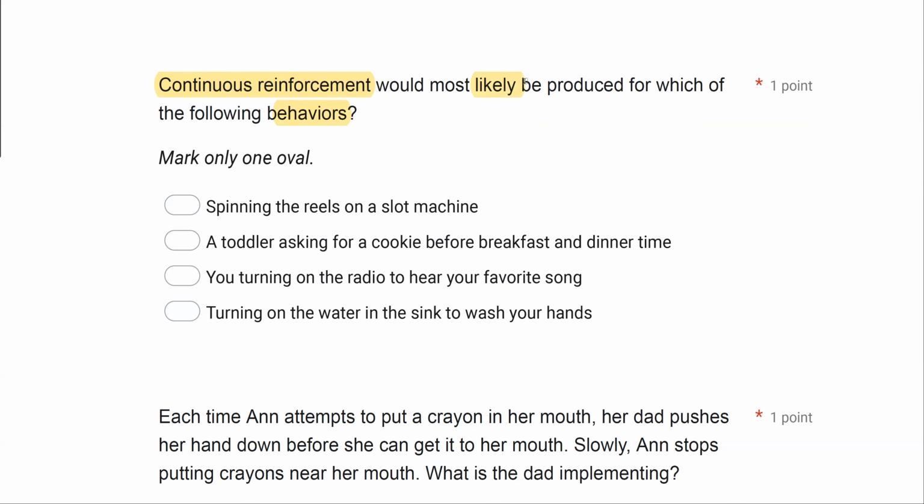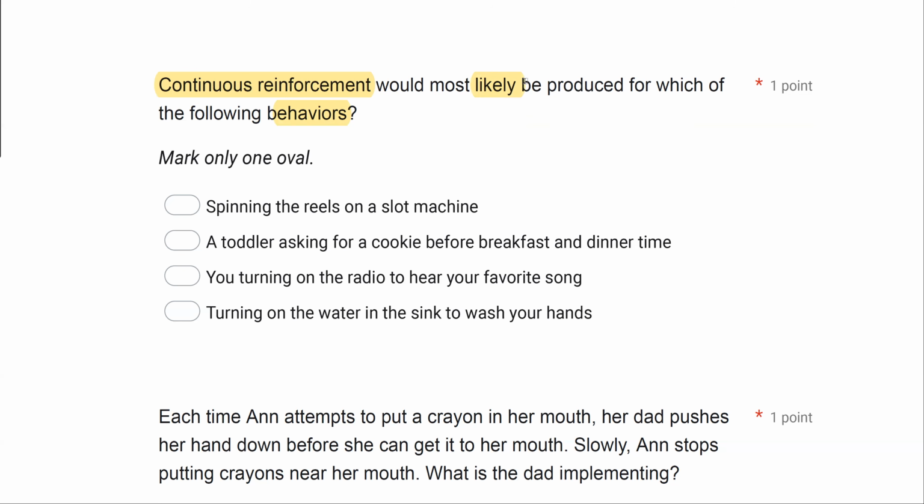What about C, you turning on the radio to hear your favorite song? Well, how many times have you turned on the radio or the TV or whatever you watch and your favorite show or song isn't on? That's just how it goes, right? You can't guarantee every time you turn on the radio, your favorite song is going to be playing.